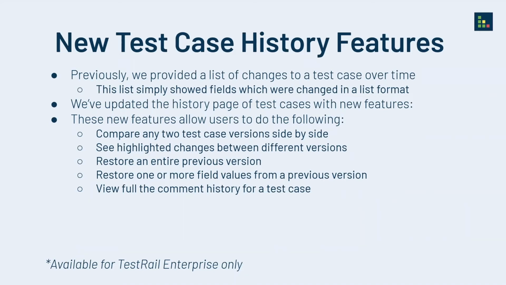You can also restore individual fields from a previous version. So if you only need to restore, say, the test case steps, you can just restore your steps. You do not need to restore an entire version if you need to revert specific changes. This view also includes the comment history for a test case. So since we've now added comments, you can view the comments through the history view.